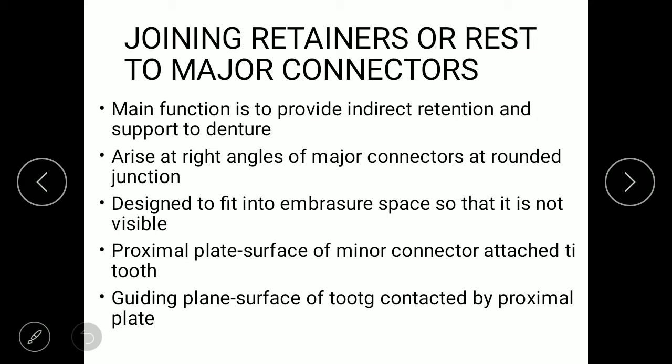There are 2 points involved here. First one is proximal plate, second one is guiding plane. These are the 2 important points involved in the joining retainers. Proximal plate is what? It is the surface of minor connector attached to the tooth. The next one is guiding plane. It is the surface of the tooth which gets contacted by the proximal plate.